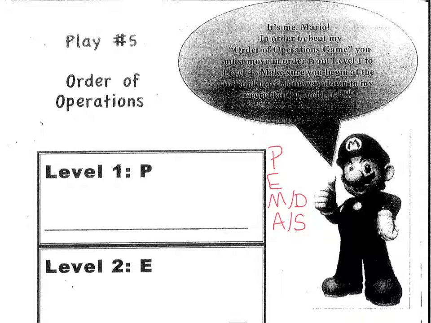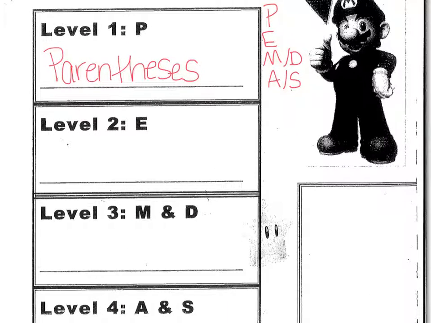And here's what it means. Level 1 is parentheses. What that means is that when we have a problem, we have to do any operations that are within parentheses first before moving on to the next step. The E, or our level 2, stands for exponents. Level 3 is multiplication and division.